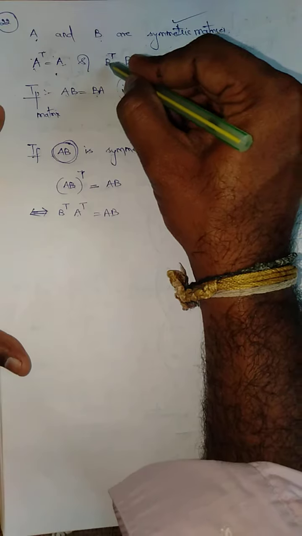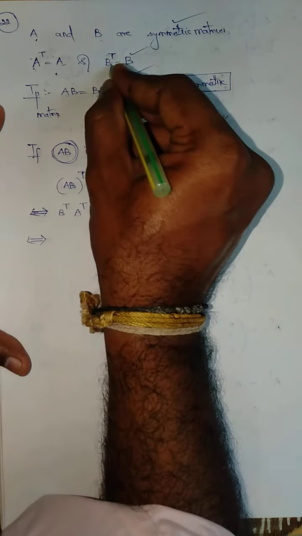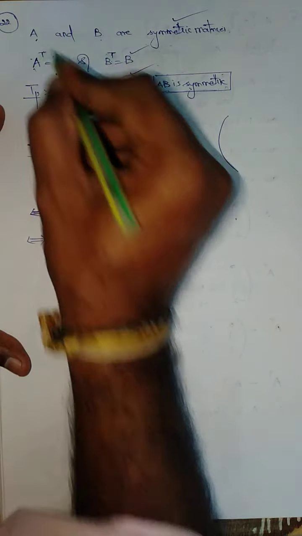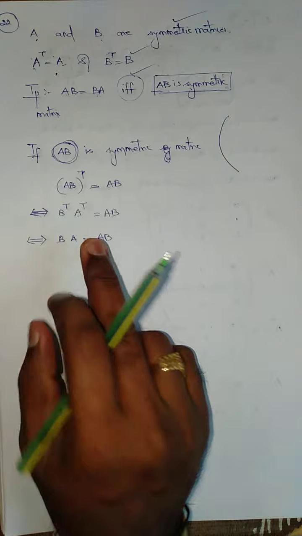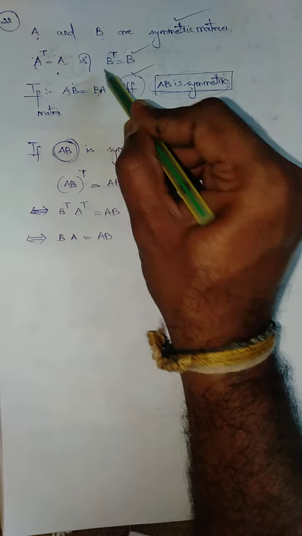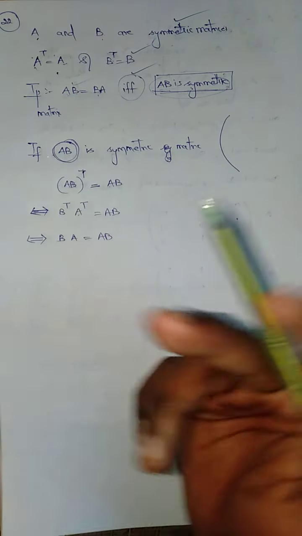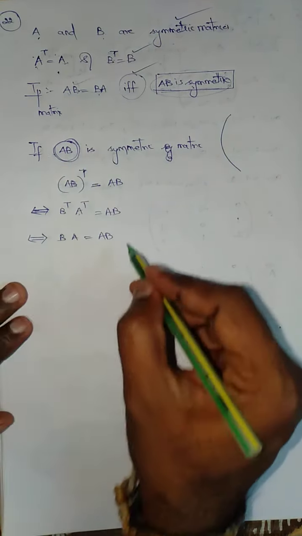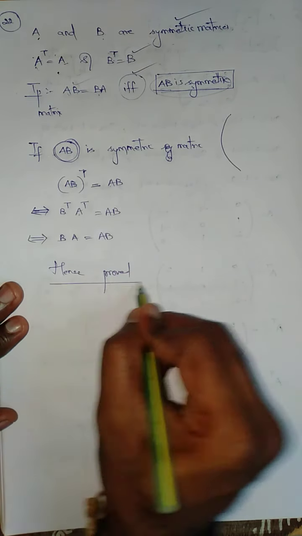So we know what B transpose is. B transpose is nothing but B. A transpose is nothing but A, so BA is equal to AB. Check it. We got the answer. What do we need to prove? If AB is a symmetric matrix, I need to prove AB equal to BA. I took AB as a symmetric matrix, so I proved AB equal to BA. Therefore, we have proved the result. Hence proved. Very easy sum, but you need to understand.